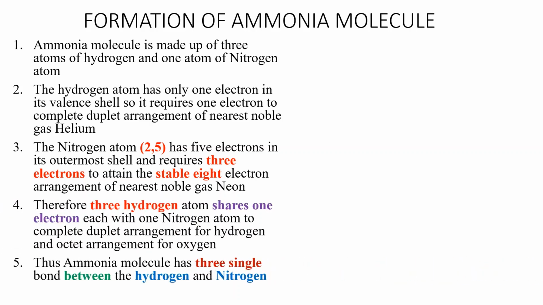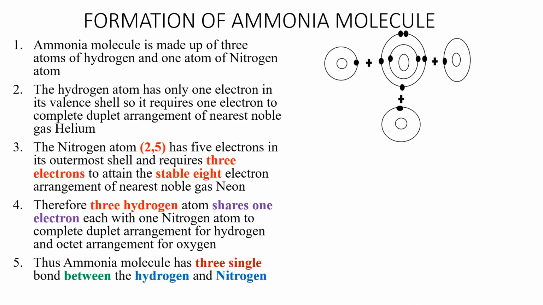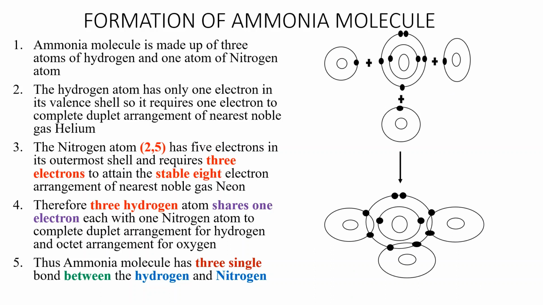So between nitrogen and hydrogen, there is a single bond present. This is how the structure of ammonia molecule will be. I have a hydrogen atom here, a hydrogen atom here, a hydrogen atom here, and this is a nitrogen atom. In nitrogen, you observe that there are 5 electrons in its outermost shell. Out of that, 3 electrons are involved in bonding. But if you look here, there is a pair of electron which is not involved in bonding. This particular pair of electron, we call it a lone pair of electron.